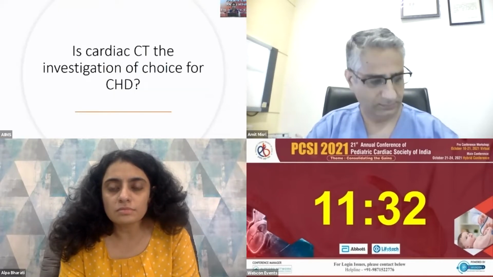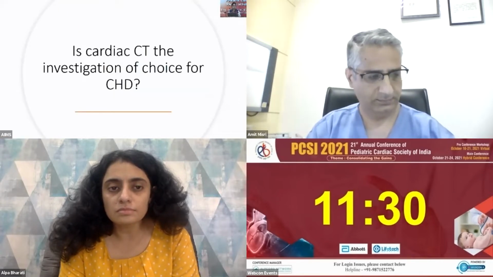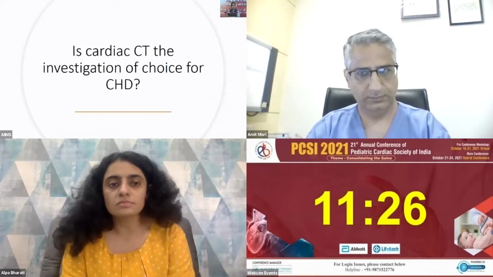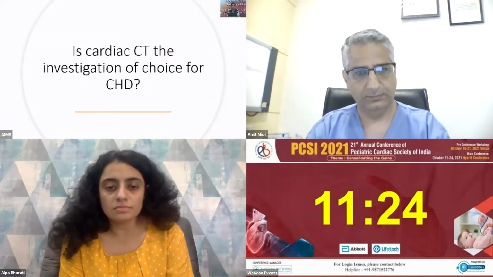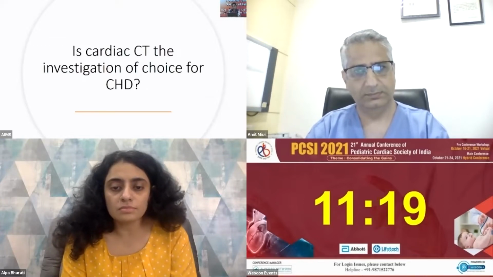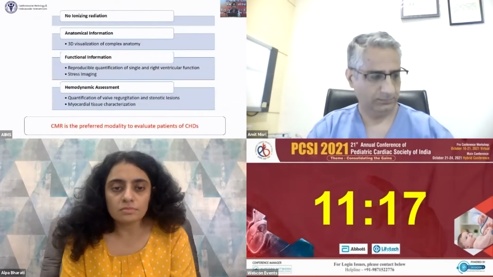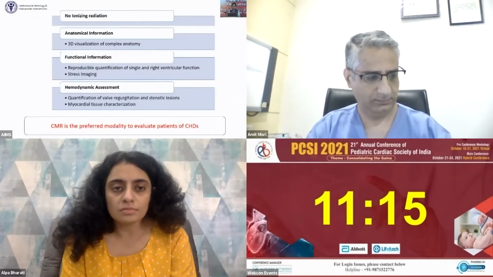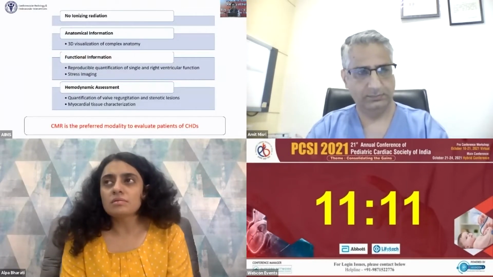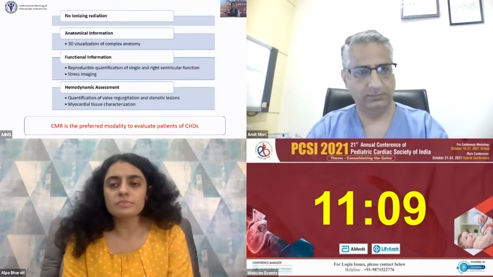So when we talk about optimization, the very first thing is whether this CT which has been asked for is really the one investigation which you do. Now, the problem we all know is the radiation. We are going to give contrast, we are going to give radiation to these small kids. So, is CT the way to go in CHD?